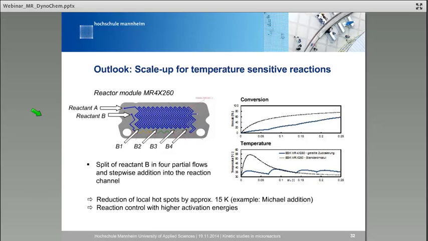Now in this case, reactant B is split into 4 equal parts that are added into the reaction channel at different locations. And this way, the large hotspot at the entrance region of the reactor is reduced into 4 smaller hotspots. With this multi-injection reactor module, the hotspot of the Michael addition could be reduced by approximately 15 Kelvin, and for a strongly temperature-dependent reaction, this could be crucial for reaction control.